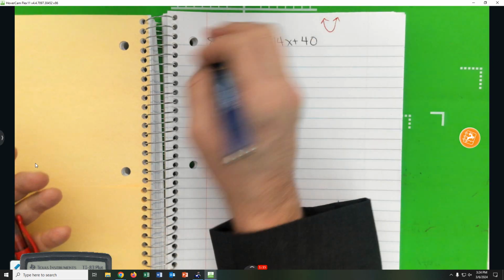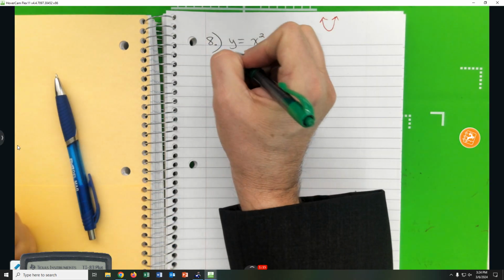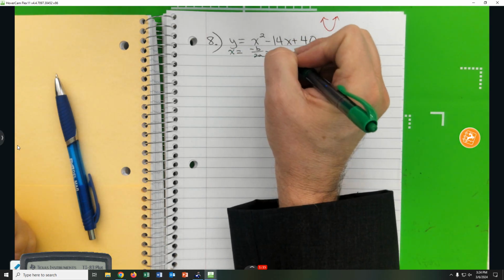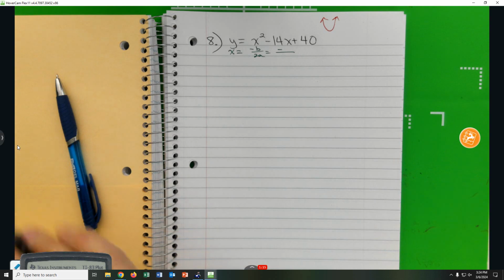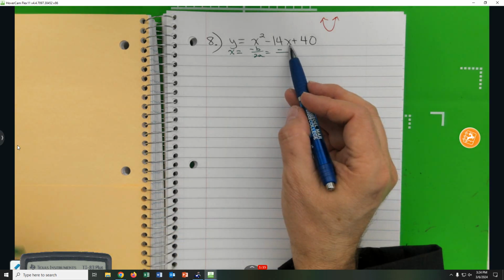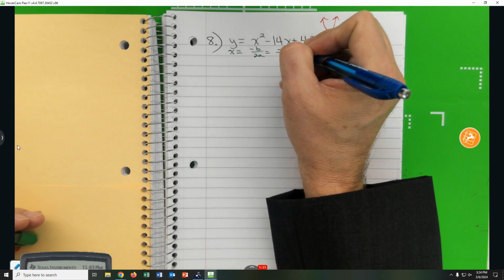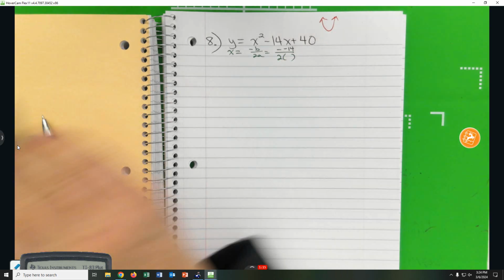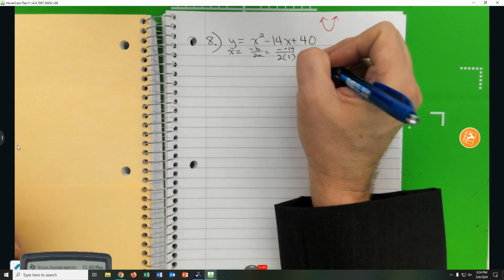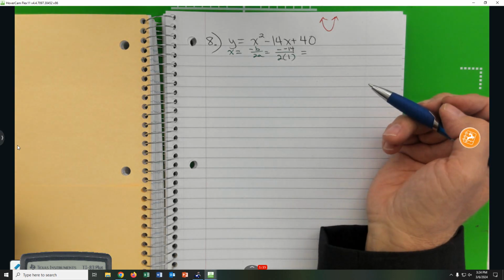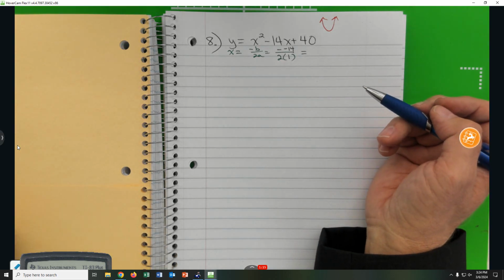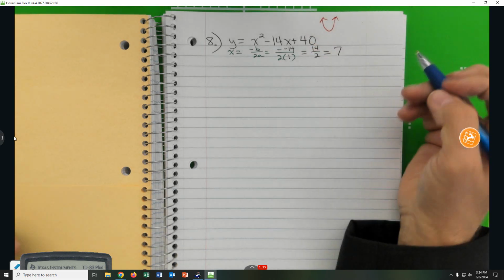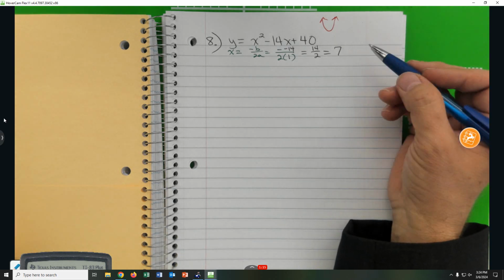Using our vertex formula, x equals minus b over 2a. What's b? What's the number in front of x? Negative 14. So watch out for those double negatives. What's a? So the opposite of negative 14 becomes positive 14 divided by 2 gives me 7. So the vertex is going to occur when x is equal to 7.